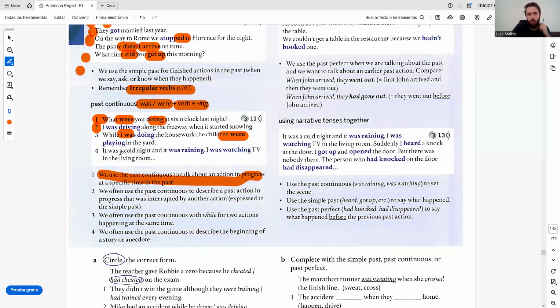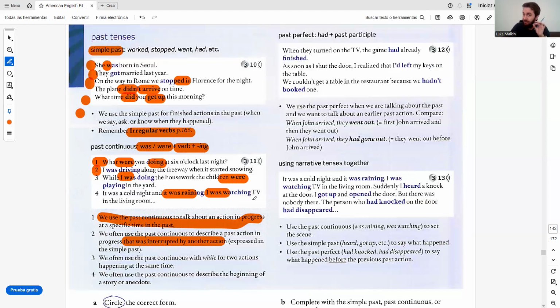Number four, it was a cold night and it was raining. I was watching TV in the living room. These events were in progress in the past. Often they are interrupted by another action. I was watching TV when I got a message. I was playing video games when the power went out. Okay, so past continuous: events in progress in the past.